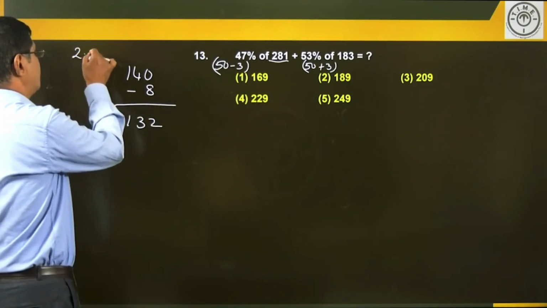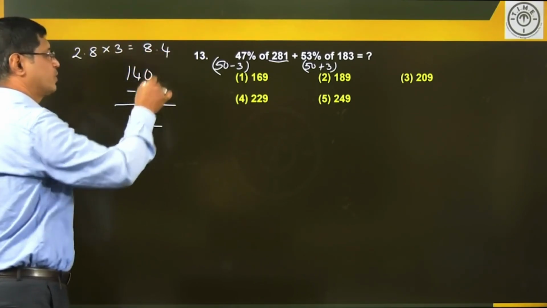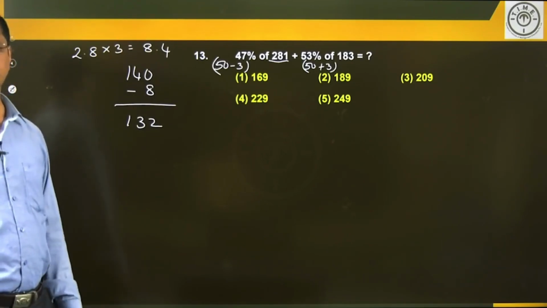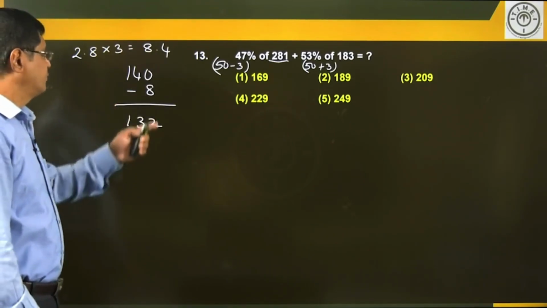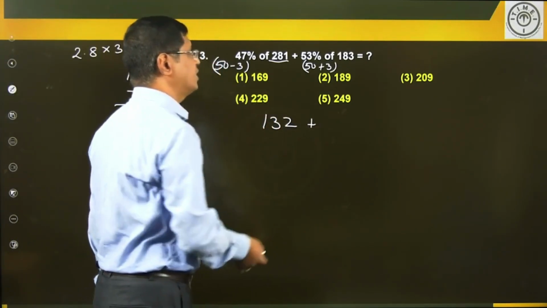2.8 into 3. How much is the result? 8.4. So I am considering it as 8. So subtracting 8 from 140 results in 132. That is the first part. What about the second part?